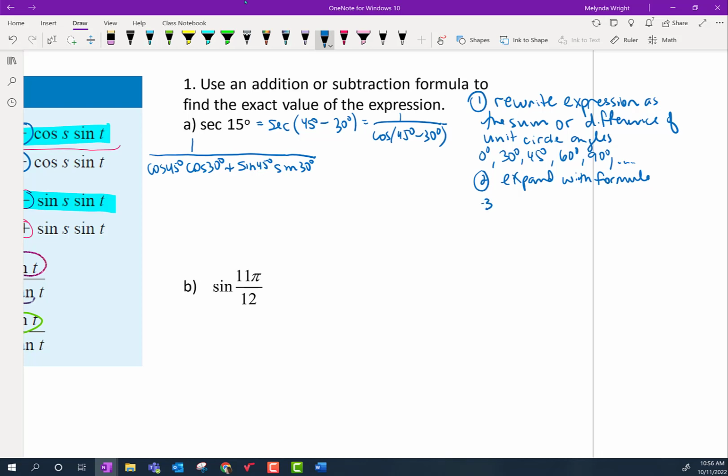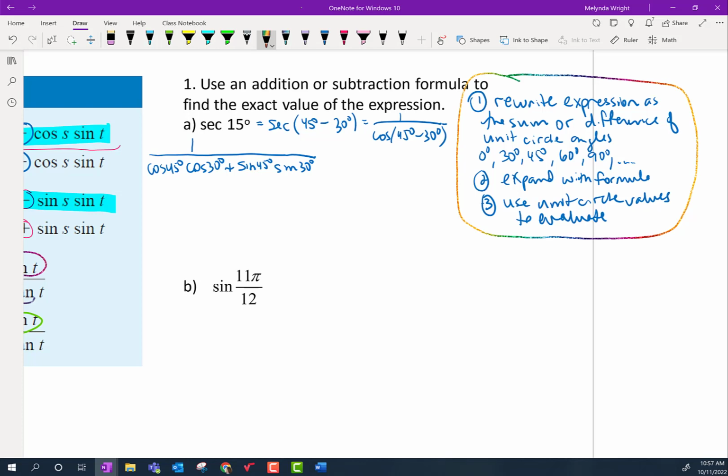The last step that we're going to take is we're going to use unit circle values to evaluate. We want to know what those numbers are. And so this is where the unit circle is not going away. I've talked about that before. We've been working on it for a few months now. I'm hoping you're getting more and more comfortable with the unit circle, because it's going to be with us for a while.